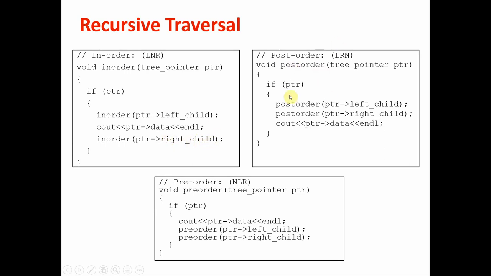And for the post-order, just the order of these three lines would be different, right? First do the left subtree, then do the right subtree, then you visit the root. Okay, this is going to be done recursively until all the nodes are traversed. The same thing for pre-order: first we visit the root, then the left subtree, then the right subtree.